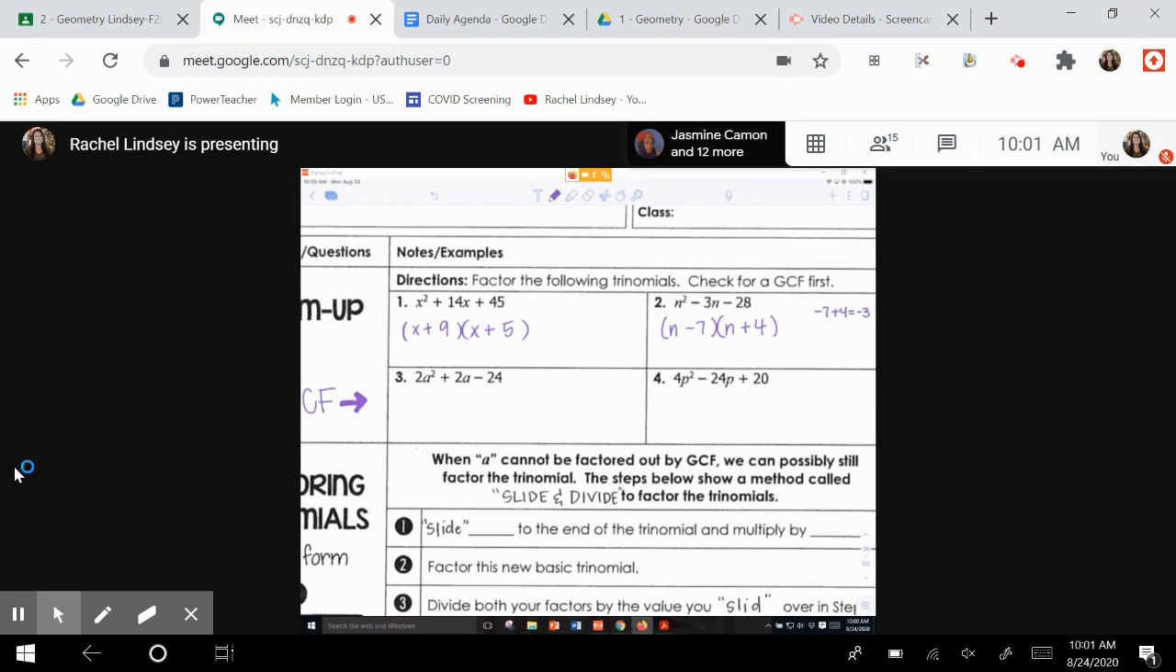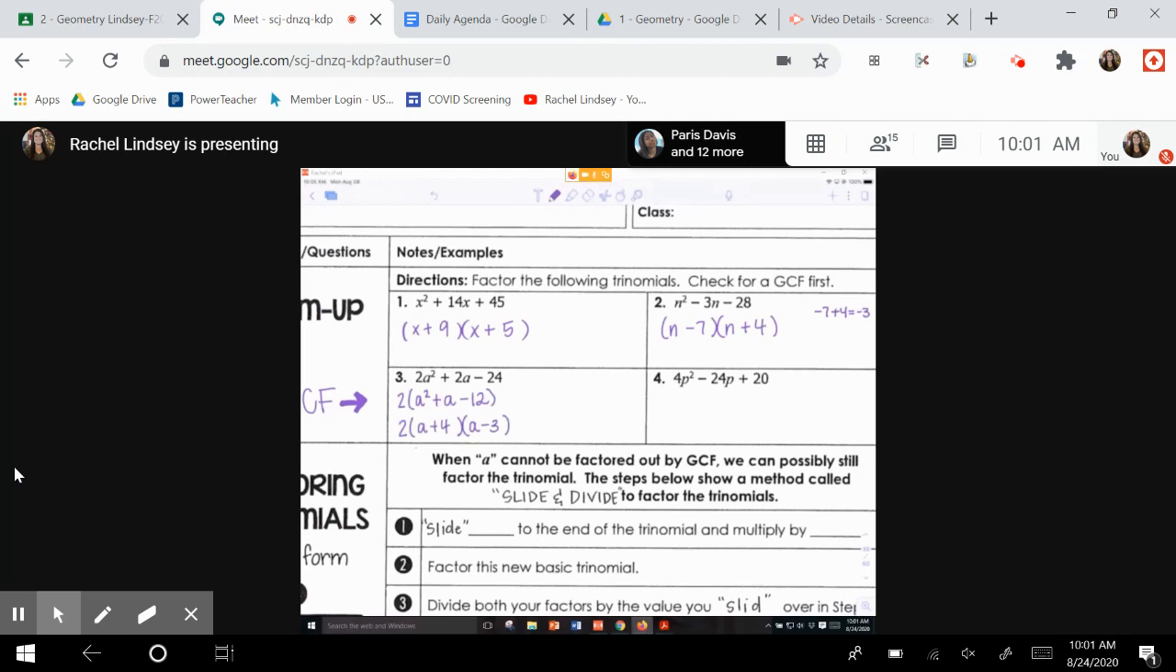What two numbers multiply to give you negative 12? Negative 3 and positive 4. Positive 4 and negative 3, because those two add to give you positive 1, which is what is on the middle term. Then on number 4, what's my greatest common factor? 4.